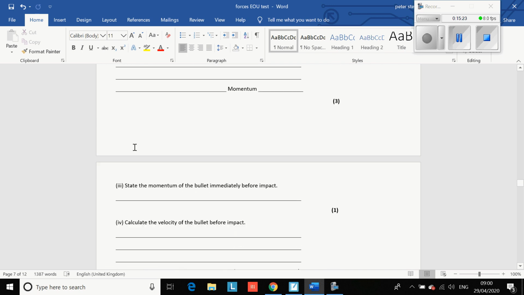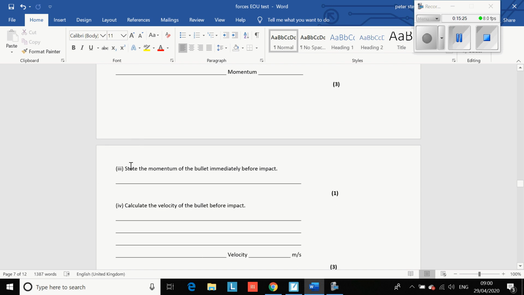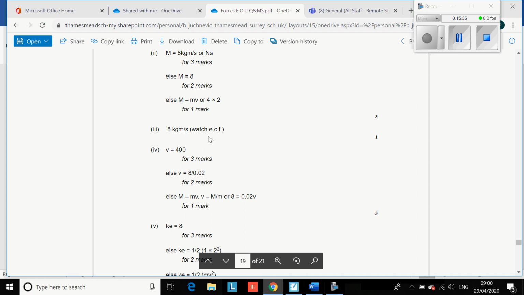Question 1-3, whatever it is. State the momentum of the bullet immediately before the impact. So what is the momentum of the bullet before the impact? Now, golden rule here: it was the same, because golden rule, momentum is conserved. So 8 kilograms meters per second.